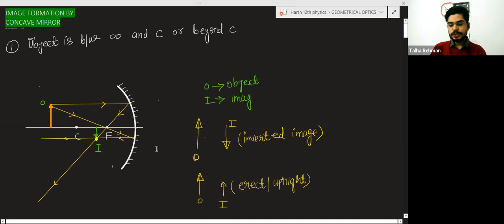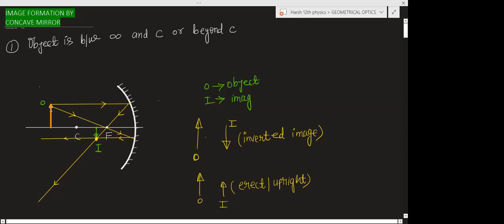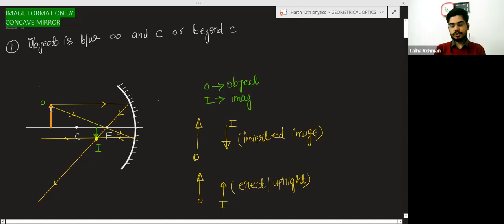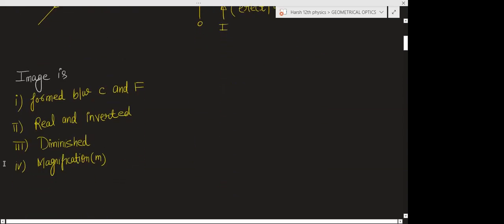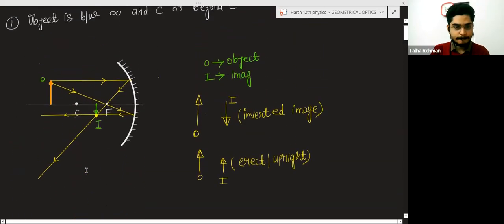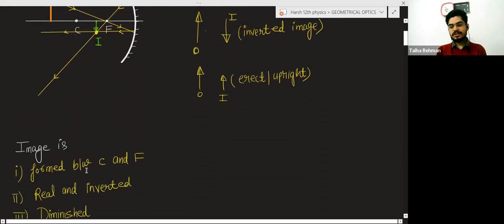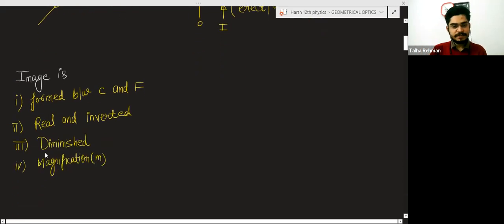And talking about the position, the image is between the center of curvature and the focus. Talking about the size of the image, it will be smaller than the object, or you can say diminished. Magnification we will have as a separate topic, so there I will discuss that. Here I am not discussing this.